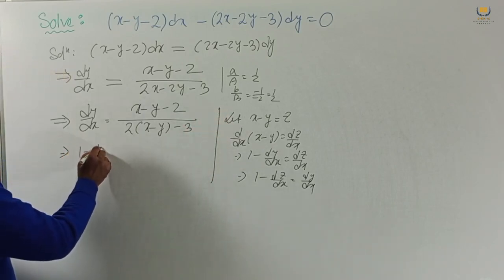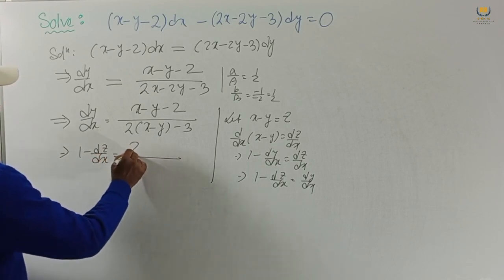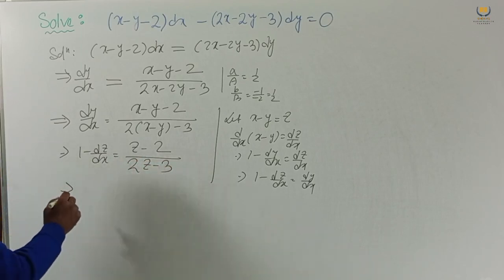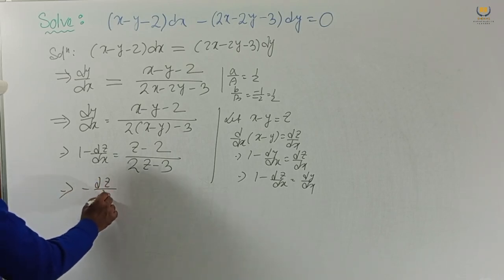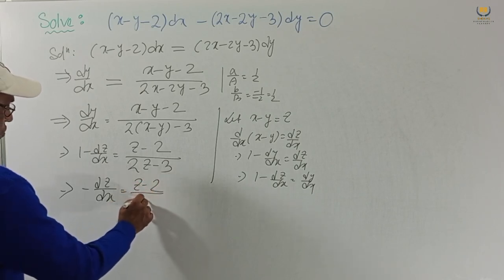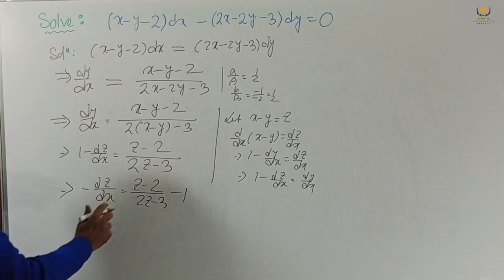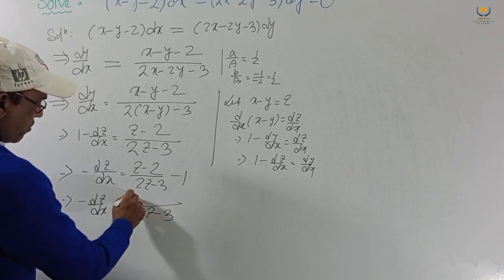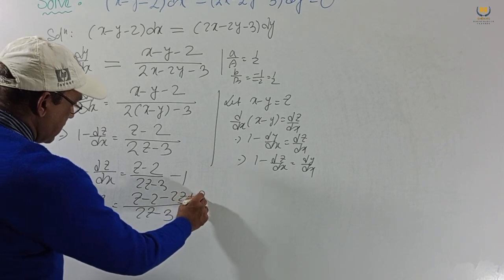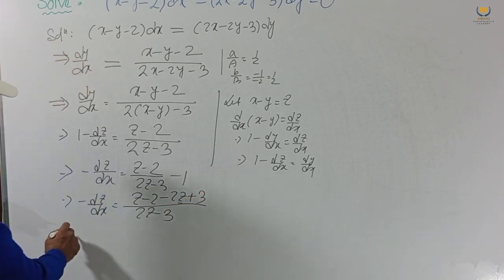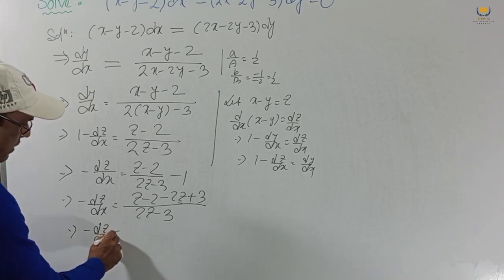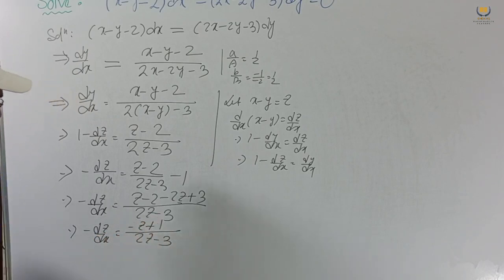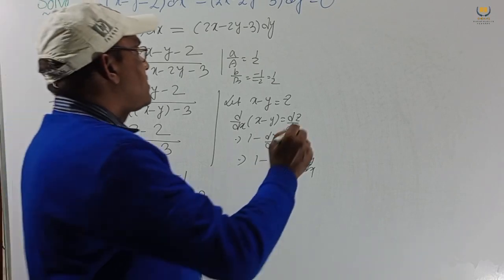dy/dx means 1 minus dz/dx. This is z minus 2 over 2z minus 3. And this is minus dz/dx equals z minus 2 over 2z minus 3, minus 1, taking 1 to the right hand side. And minus dz/dx equal to 2z minus 3 is common, z minus 2 minus 2z plus 3. We get this, and this will be minus dz/dx equal to 2z minus 3 minus z plus 1. We get this one.